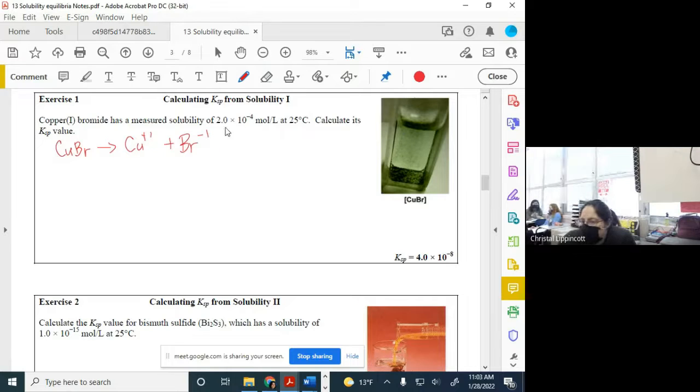Here they're telling us that we have a measured solubility of this for our copper(I) bromide. So that means that our Cu is going to be 2.0 times 10 to the minus 4, and our bromine is going to be 2.0 times 10 to the minus 4. Why would they? Oh, never mind, because they're in a 1-to-1 relationship. So our Ksp then is going to equal these two multiplied together, not raised to any power because there are no coefficients.